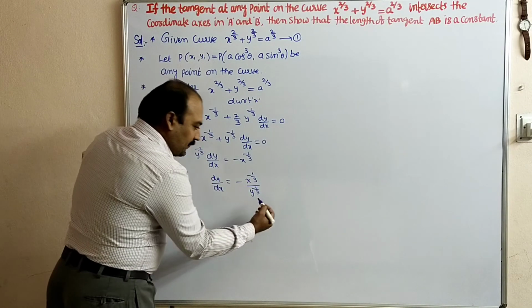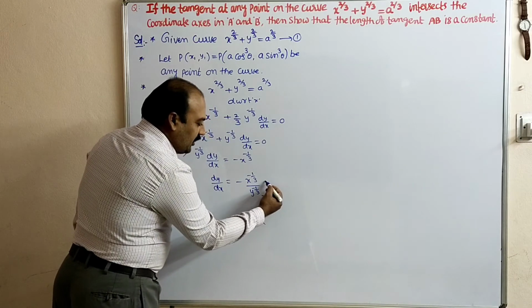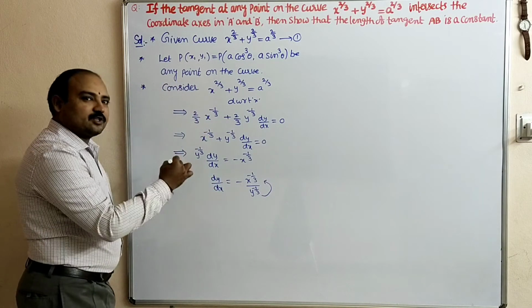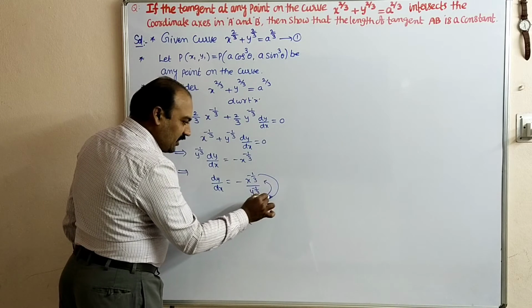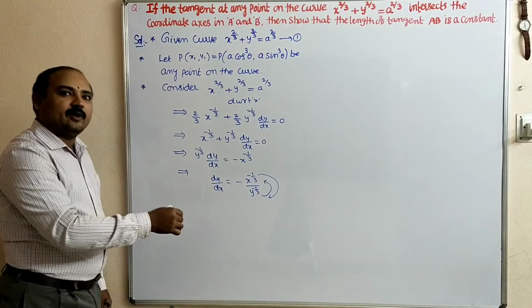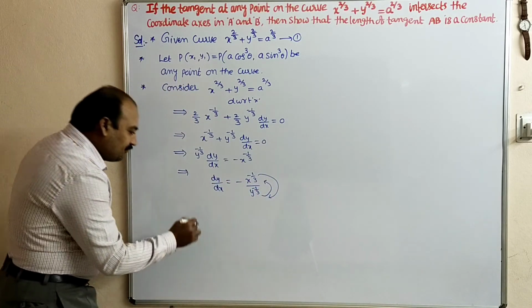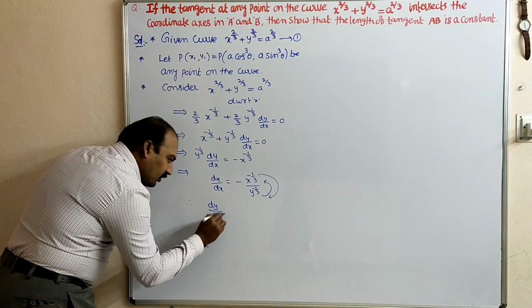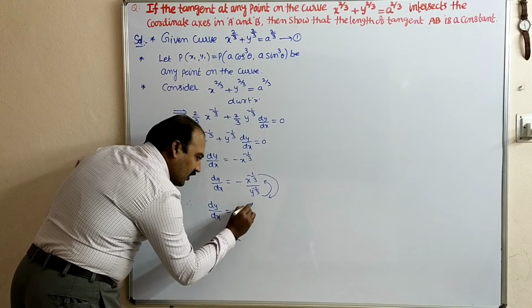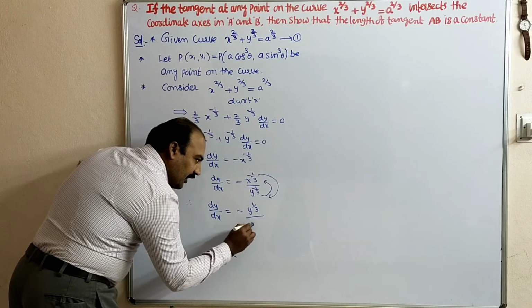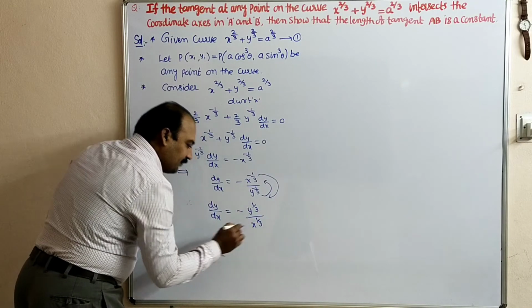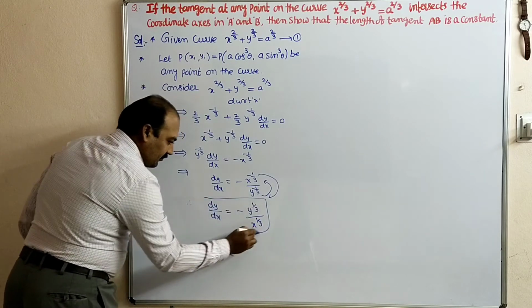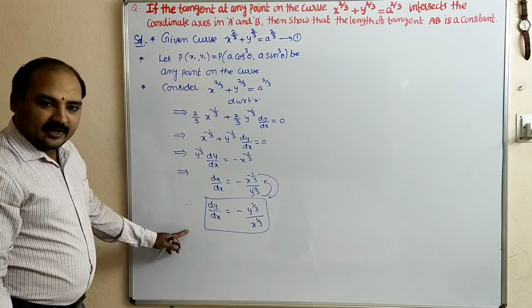In the next step, y power minus 1/3 we can take into the numerator, it will become y power plus 1/3, and x power minus 1/3 we can take into the denominator, it will become x power plus 1/3. Therefore, dy/dx equals minus y power 1/3 divided by x power 1/3. This is the slope of the curve.